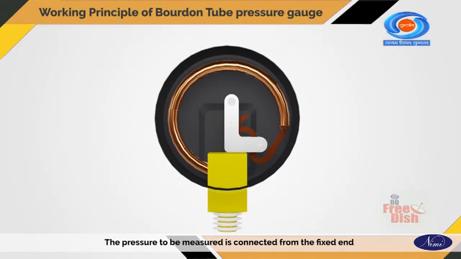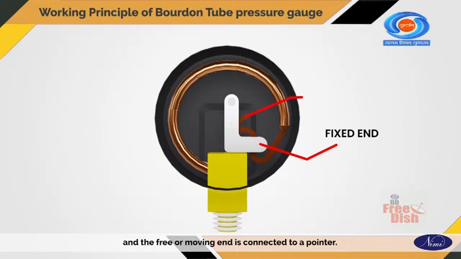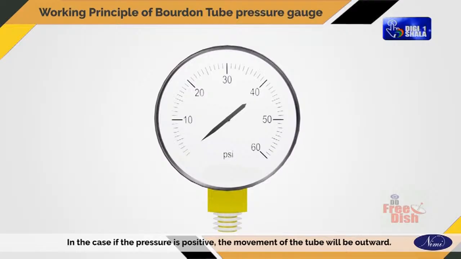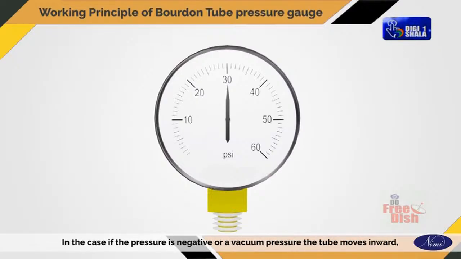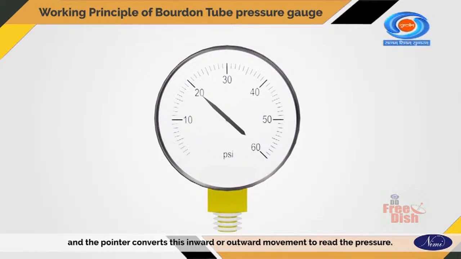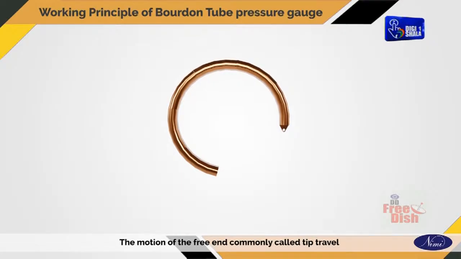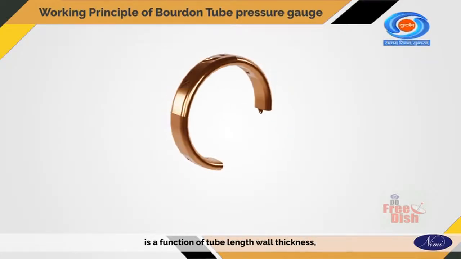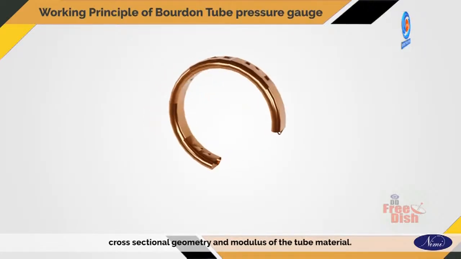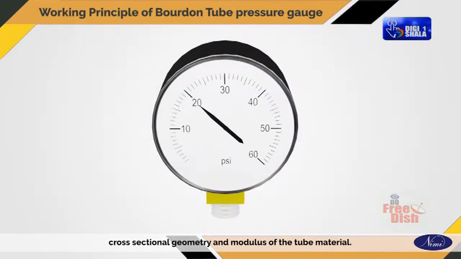The pressure to be measured is connected from the fixed end and the free or moving end is connected to a pointer. In the case if the pressure is positive, the movement of the tube will be outward. In the case if the pressure is negative or a vacuum pressure, the tube moves inward and the pointer converts this inward or outward movement to read the pressure. The motion of the free end, commonly called tip travel, is a function of tube length, wall thickness, cross-sectional geometry and modulus of the tube material.